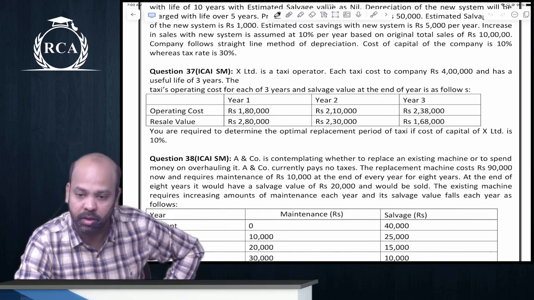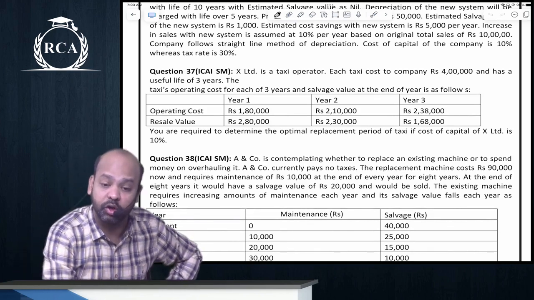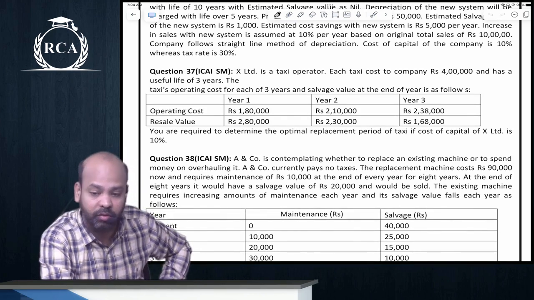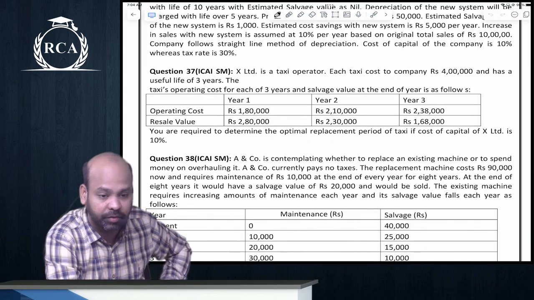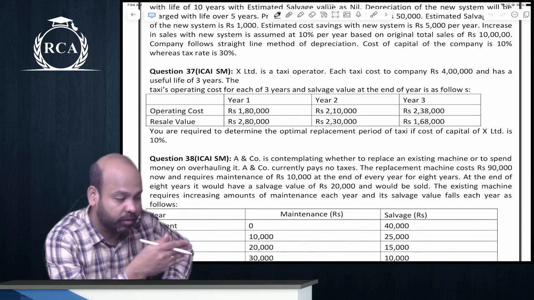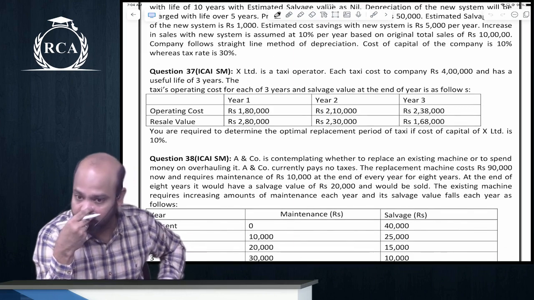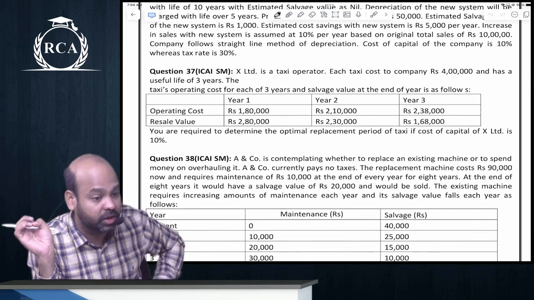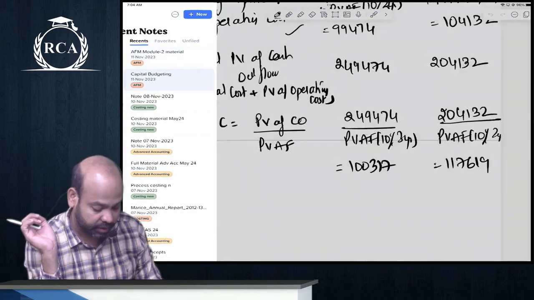10%. What I will do is evaluate 3 alternatives. First alternative: what if I use the machine only for 1 year? What if I use the machine for 2 years? What if I use the machine for 3 years? In all the cases, remember, it is 0 to 1, 0 to 2, 0 to 3. The machine is the same, revenue is the same, but my operating cost will change. Listen to the presentation once, beta.